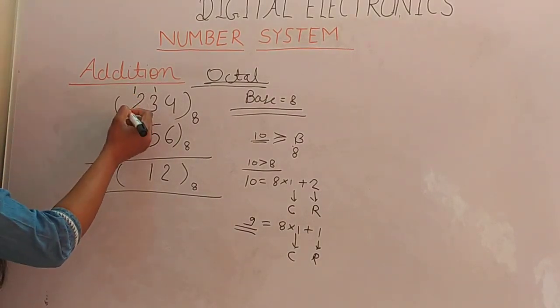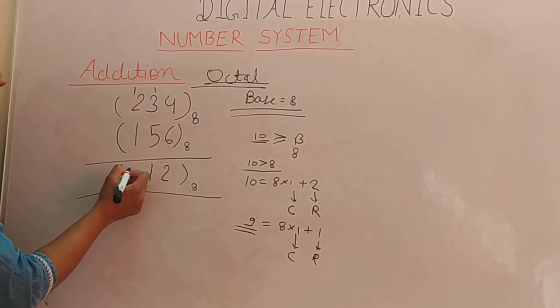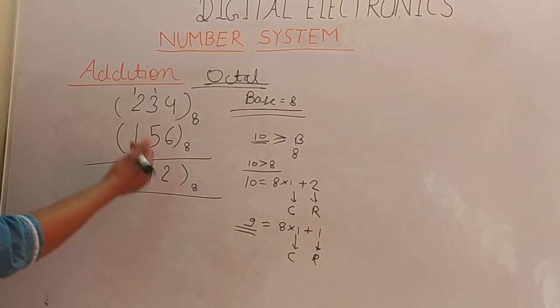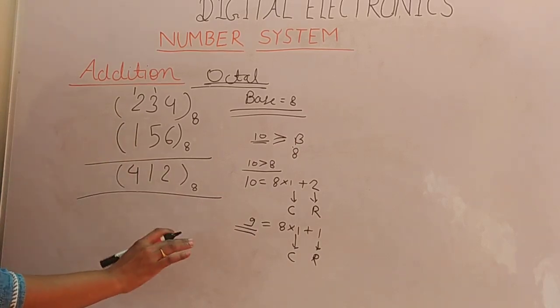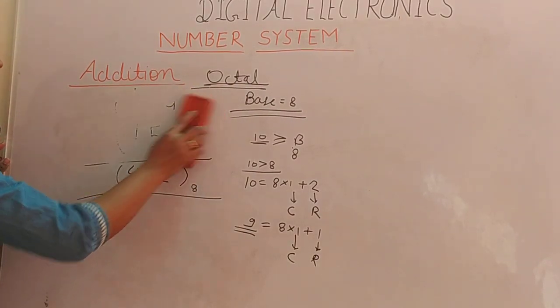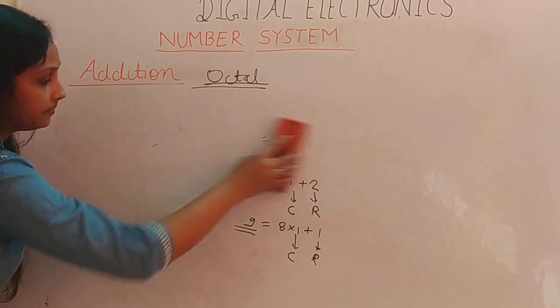Then 2 plus 1 plus 1 is 4. 4 is directly present in the octal number system, so we can directly write 4 here. So this is how we get direct addition in the octal number system. Without conversion, we directly got the answer. Then we will take one more example of addition in the octal number system.